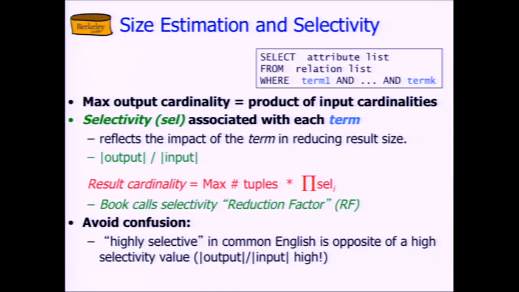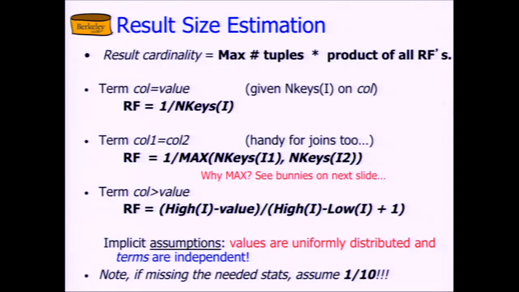Cool. So here's where things get weird. We'll do this today, and then we'll maybe finish it or review it, not tomorrow, but next time. Let's do our result size estimation for different kinds of terms. Most of these are straightforward, and then there's some that are kind of head-scratchers. So the result cardinality, remember, is the maximum number of tuples times the product of the reduction factors.